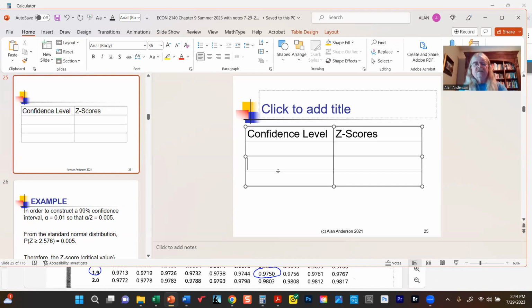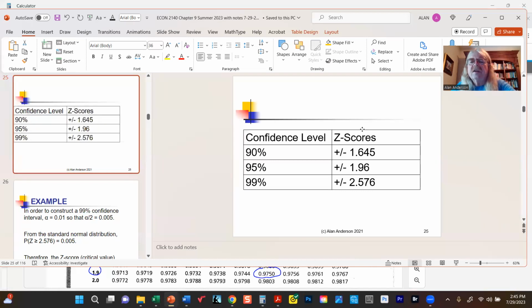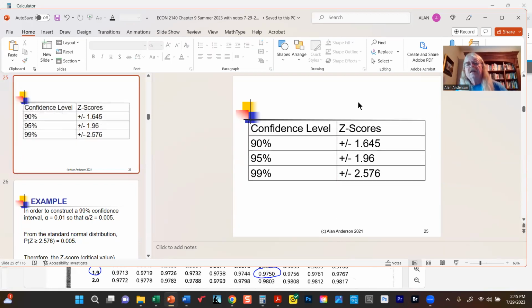So for 95%, we just got through showing it would be plus and minus 1.96. Using the same approach, 90% would be plus and minus 1.645. And 99% would be plus and minus 2.576. You can go confirm this later on your calculator, but it would proceed along the same lines as what I just showed you for 95%.